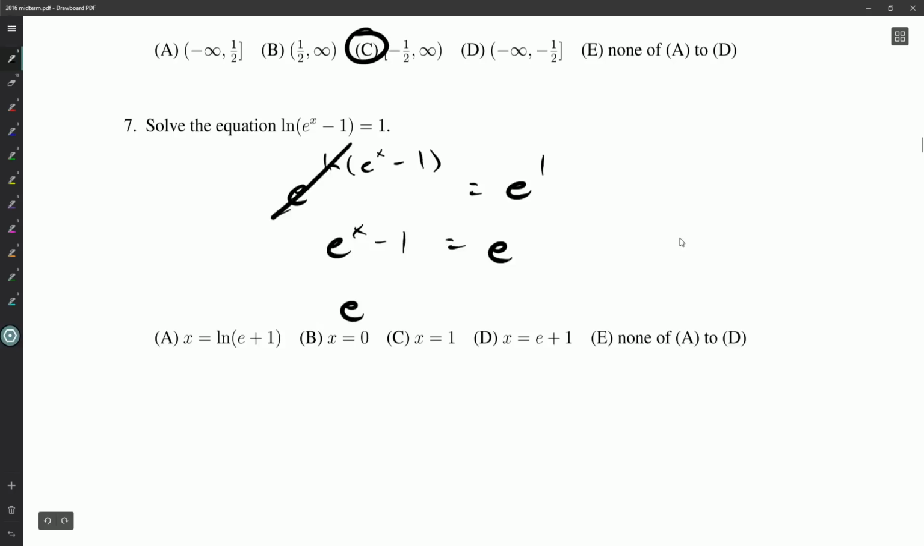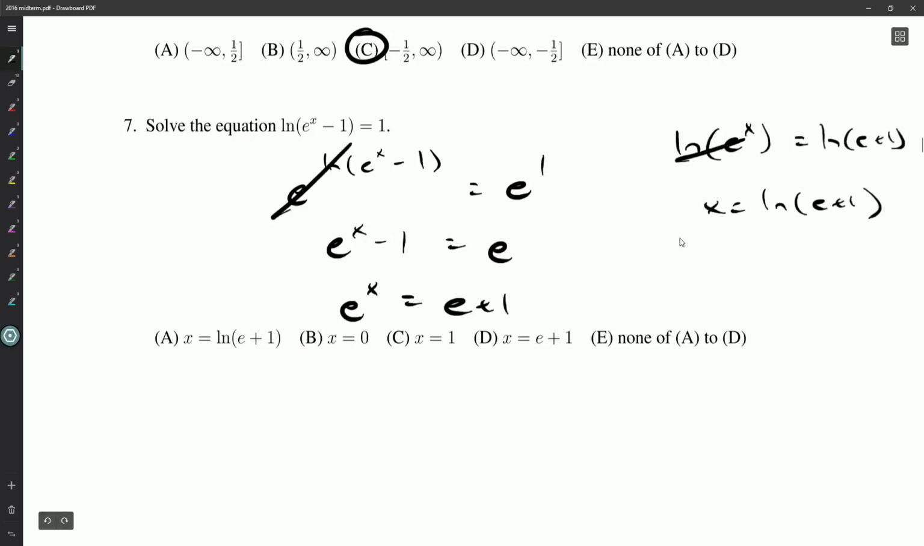And then e to the x is e plus 1, just moving the 1 over to the other side. What cancels out e to the? Ln. So x is going to be ln e plus 1. Is that one of my answers? You betcha. It's A.